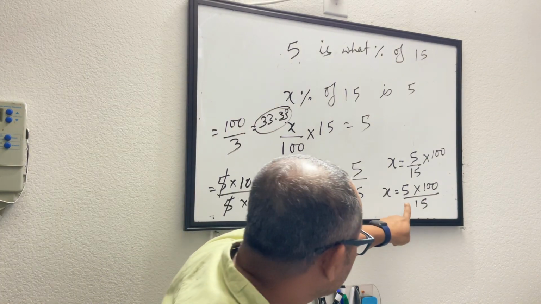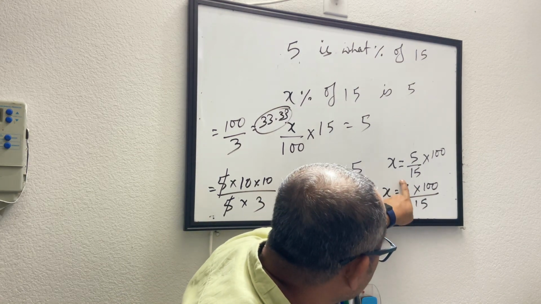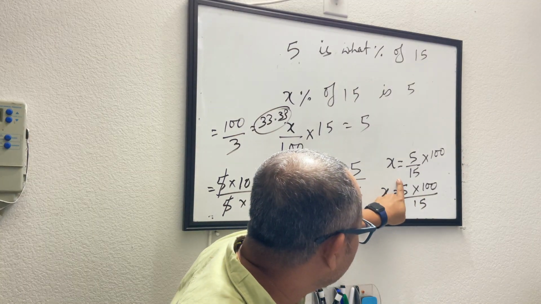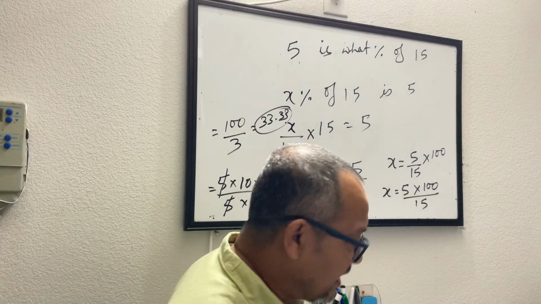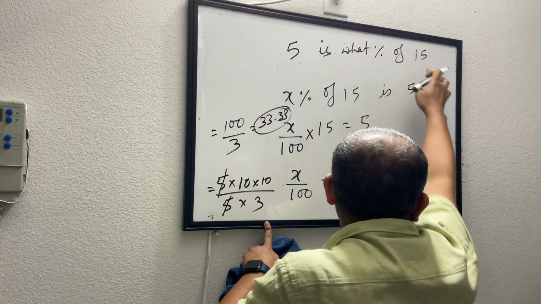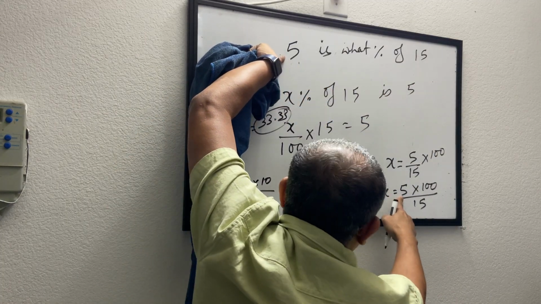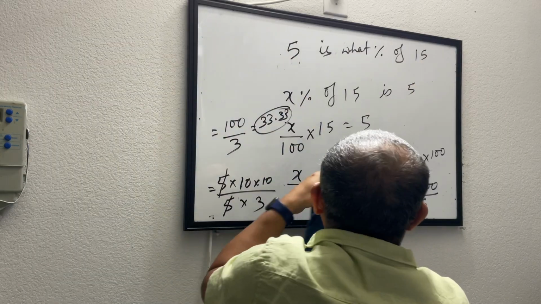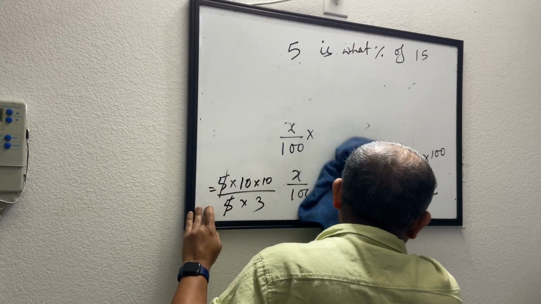Now look at this whole calculation. 5 is what percentage of 15? So you kept 5 above, you kept 15 below, and percentage. Meaning, tomorrow if somebody says, 5 is what percentage of 15, whatever you are trying to find out, its percentage value, that is your numerator, of what number, that is your denominator, multiplied by 100.